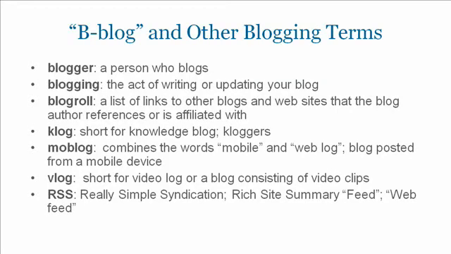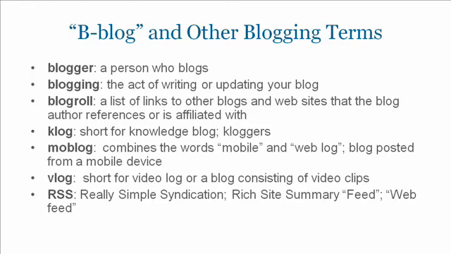Now, there are some blogging terms that you'll hear when you enter the world of blogs, also known as the blogosphere. First, we have a B-blog, which is short for a business blog. A person who blogs is called a blogger, and blogging is the act of writing or updating your blog. A blog roll is a list of links to other blogs and websites that the blog author references or is affiliated with, and we'll get into blog rolls a little later. A clog is short for a knowledge blog, and this is generally an internal or intranet blog that is not accessible to the general public and is used as a knowledge management system. The term clog is also being used to describe a blog that is technical in content.